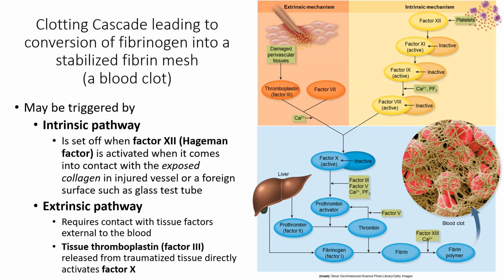This is why blood starts to clot in a tube when it's pulled out of the body. So the intrinsic pathway is set off by factor 12 when it gets exposed to collagen, or when it's exposed to a foreign surface such as a glass test tube.